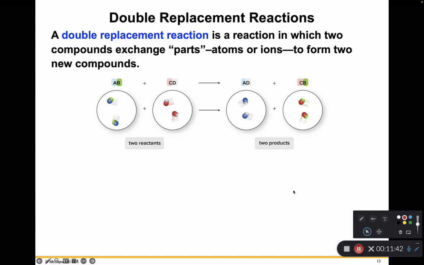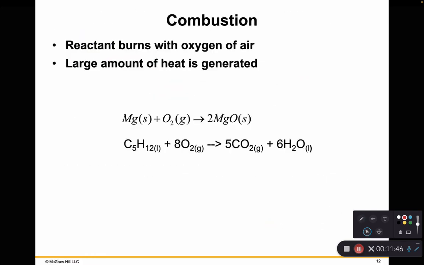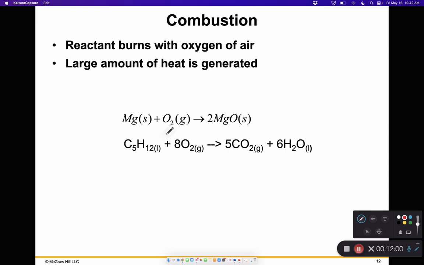Oh, there is one more before we go to the double replacement. We have a combustion reaction. Generally, the combustion reaction is where the reactant burns with oxygen of the air. Whenever we burn something in the presence of oxygen, we are talking about a combustion reaction. For example, you have a ribbon of magnesium, you burn it with oxygen and you make magnesium oxide. It is a combustion reaction.